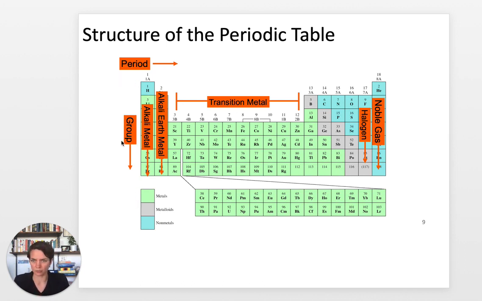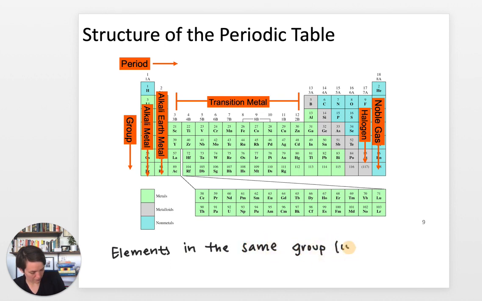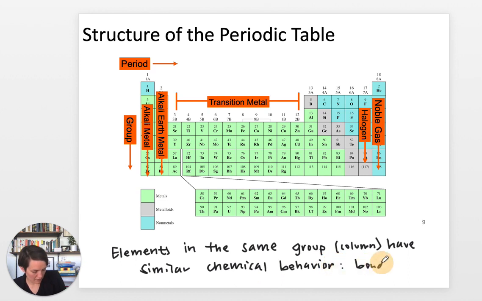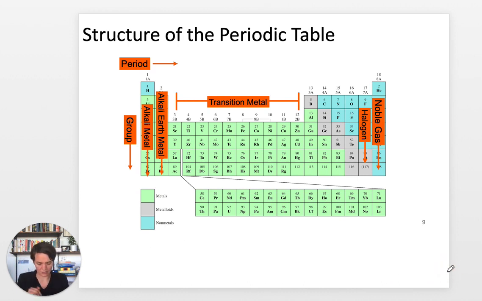Our columns are called groups. What's really significant about groups, and something that you will have a very deep appreciation for by the end of this class, is that elements in the same group, group meaning column, have similar chemical behavior. So what does that mean, chemical behavior? We can think of that as bonding trends. They're going to have some other similarities, but for now let's just think of it as chemical similarities, physical properties and bonding trends.